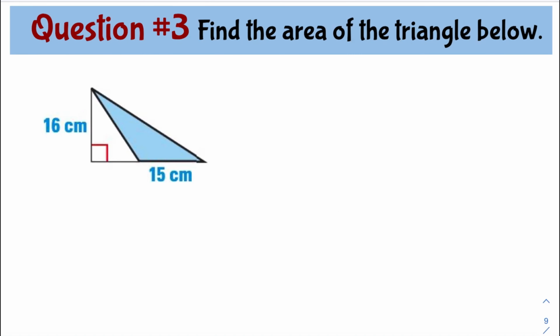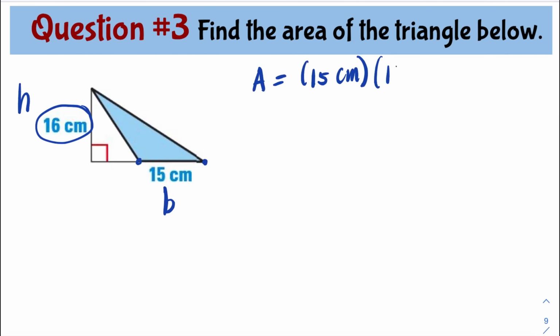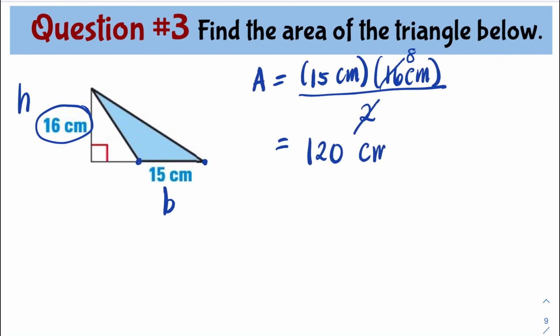Question number 3. In this figure, 16 centimeters is the height, which is outside the triangle. The base is 15 centimeters, and now we can solve for the area. So area is 15 centimeters times the height 16 centimeters, divide by 2. Instead of multiplying 15 and 16, I will do 16 divided by 2, that is 8. And then 8 times 15 is 120. So the area is 120 centimeters square.